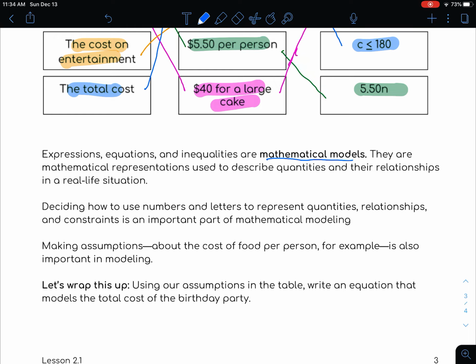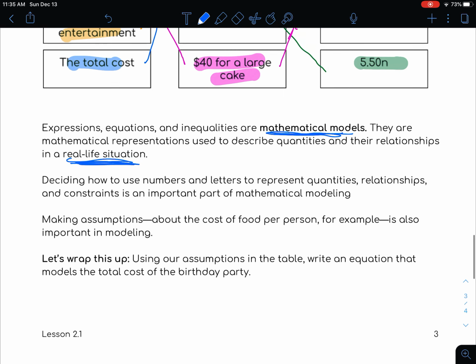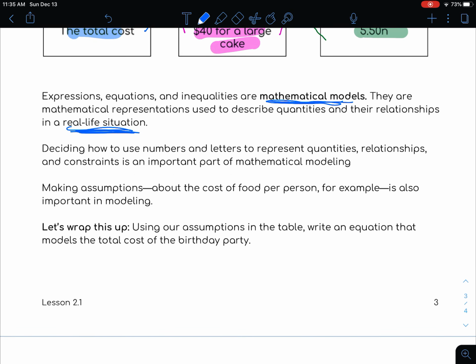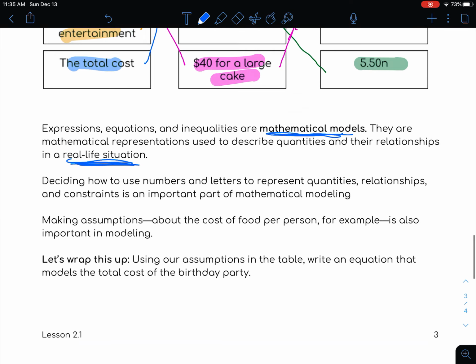So expressions, equations, and inequalities are mathematical models. They're mathematical representations used to describe quantities and their relationships in a real situation. So a model usually is related to a real-life situation when we hear that mathematical model. Deciding how to use numbers and letters to represent quantities, relationships, and constraints is an important part of mathematical modeling. Making assumptions about the total cost of food per person, for example, is also important in modeling. We need to come up with estimates, and we need those estimates to be reasonable. We need them to be fairly accurate.